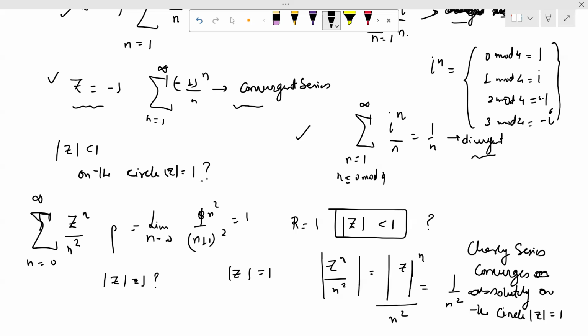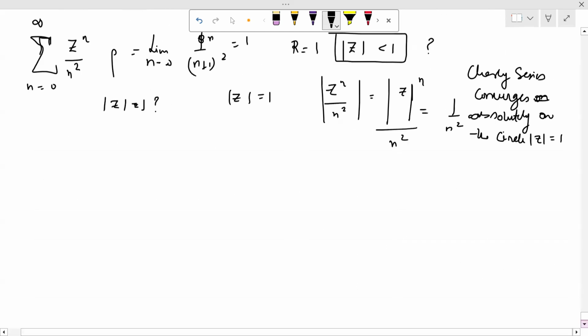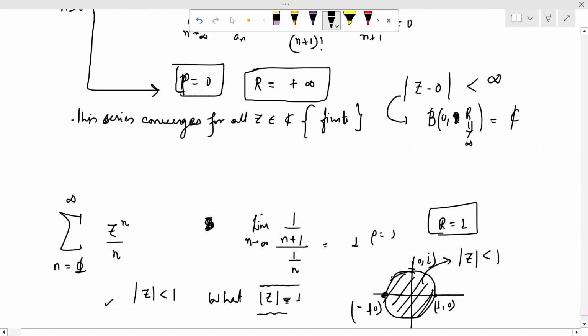So in the previous example, we saw that on the circle, that is mod z equal to 1, the series was showing both behaviors, convergent and divergent. But here, on the circle, the series converges absolutely. So you cannot say anything with certainty. You can say things with certainty sometimes, but you may not be able to say things with certainty.